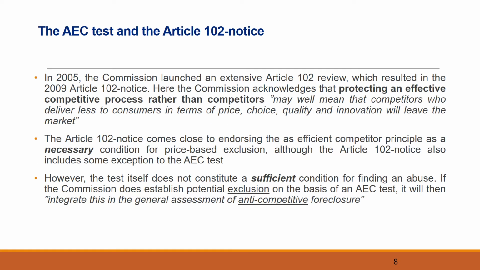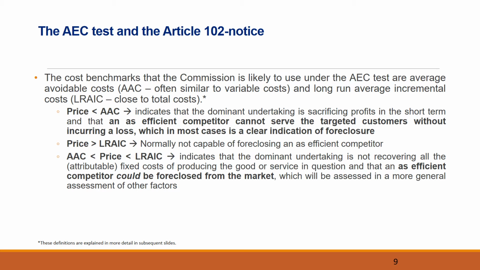In 2005, the Commission launched an extensive 102 review, which resulted in the 2009 Article 102 notice. The notice comes close to endorsing the AEC test as a necessary condition for price-based exclusion, but the test itself does not constitute a sufficient condition for finding an abuse. The Article 102 notice outlines general and more specific principles. When it comes to the general principles, the Article 102 notice points out average avoidable costs and long-run average incremental costs as the relevant cost benchmarks.